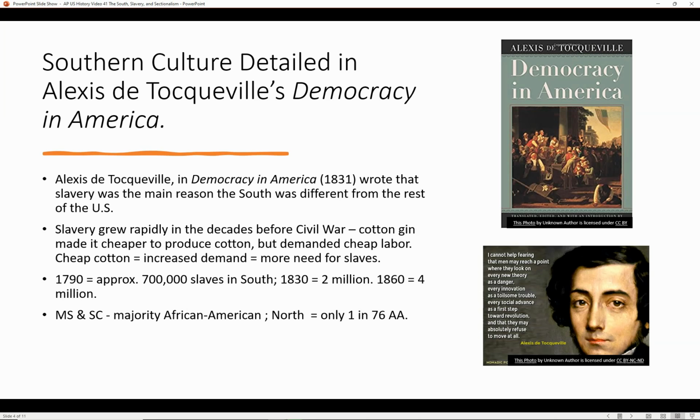In 1790, there were approximately 700,000 slaves in the South. In 1830, 2 million, and by 1860, 4 million. That's a lot of people. And Mississippi and South Carolina were actually majority African American. In the North, only 1 in 76 people was actually African American.